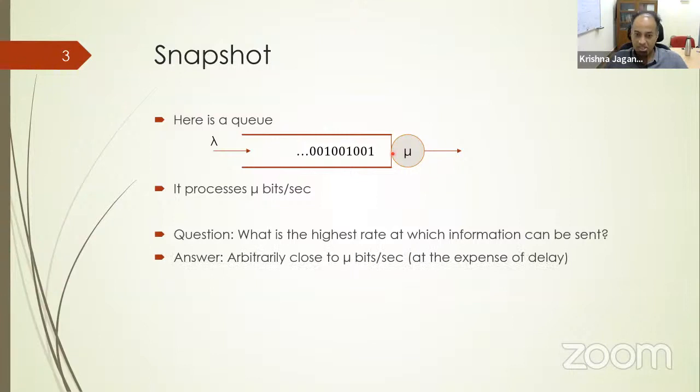The answer is, of course, that it can be arbitrarily close to mu bits per second. You can obtain any mu minus delta at the expense of delay. You can get as close to mu as you want at the expense of delay, correct? So that's for classical bits.